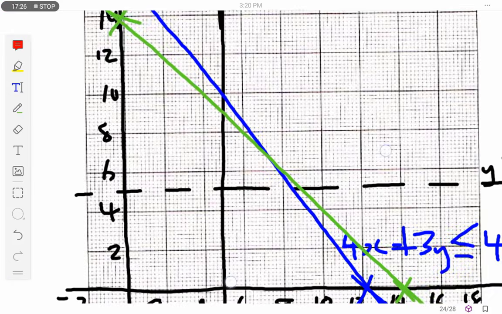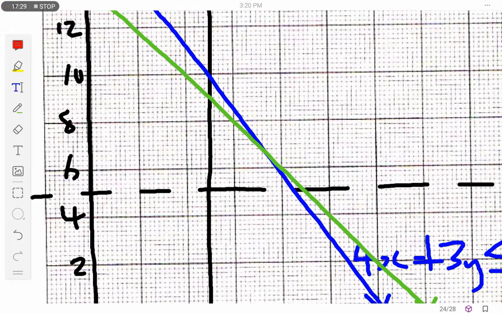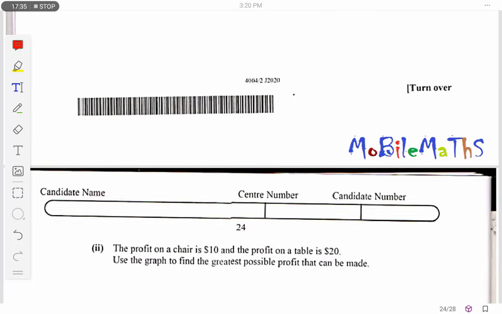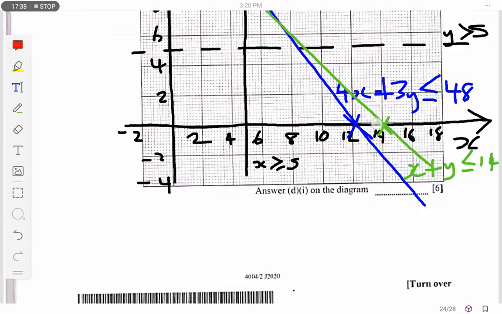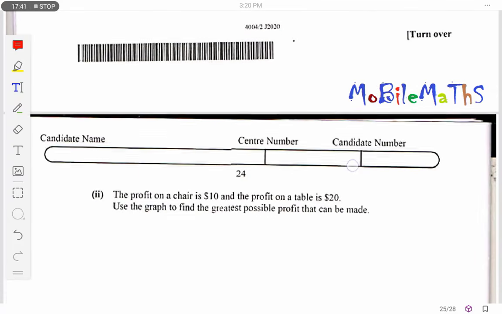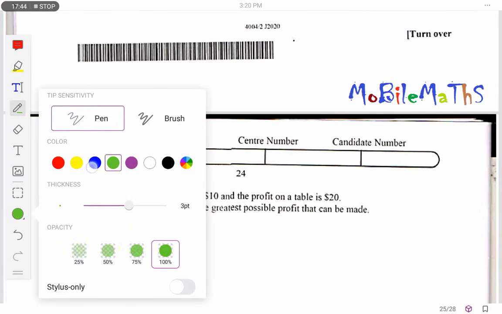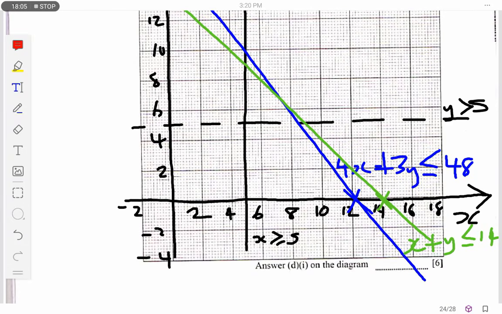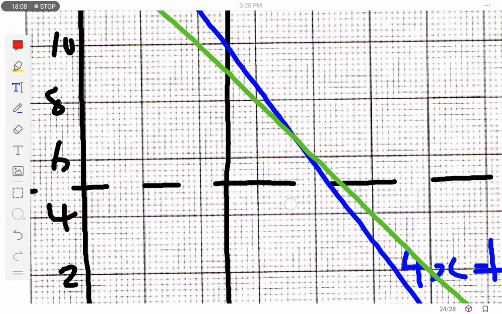Okay, now the question is basically going to ask us to solve the question there. Where's the other question? We have drawn there. Okay, now they're asking us the profit. That's the last part of the question. The profit on a chair is $10 and the profit on a table is $20. Use the graph to find the greatest possible profit that can be made. So we want to make sure that we get more of tables which have got 20, and less of chairs, but we want even more. Okay, so we are here, guys.